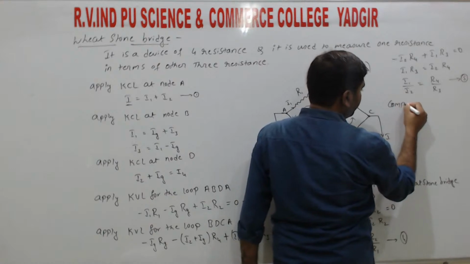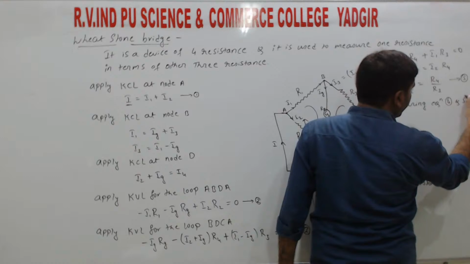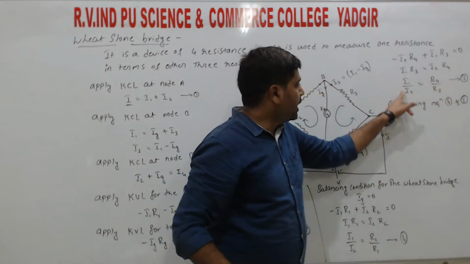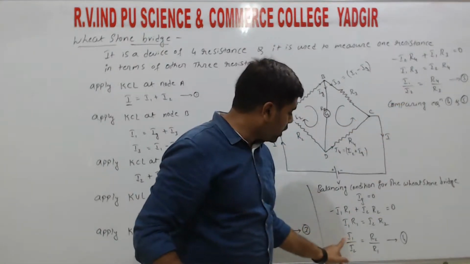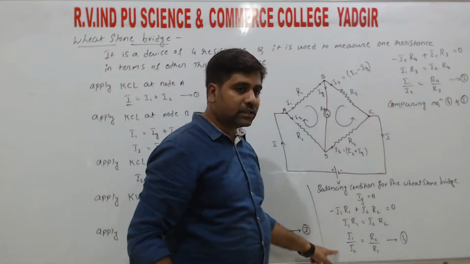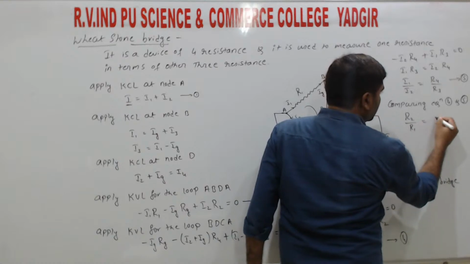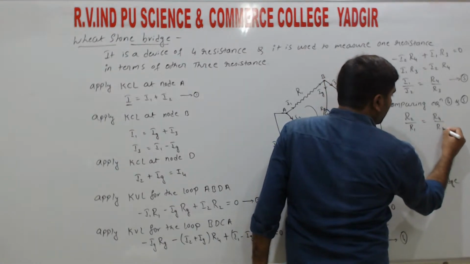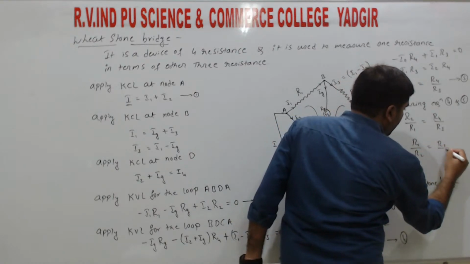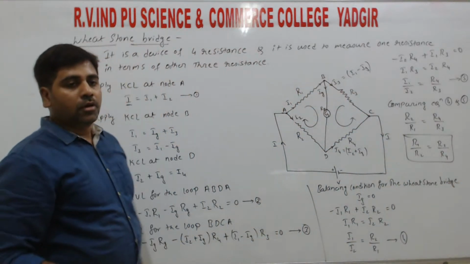So comparing equation 4 and equation 5, in the LHS we have the ratio I1 by I2, and here also we have the ratio I1 by I2. If in these two equations the LHS are the same, then automatically the RHS are also the same. R2 by R1 equals R4 by R3. So we can write R1 by R2 equals R3 by R4. This is the balanced condition of the Wheatstone bridge.